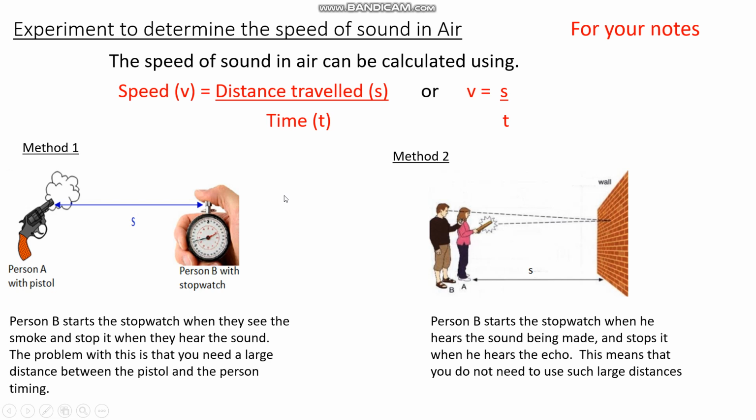Both of these methods are heavily reliant on a person's reaction time and how good it is. So in science we try and be as accurate as possible. So the next method I'm going to show you involves a piece of electronic equipment. Please pause the video and make sure that you've got the outline of what's on that slide there.